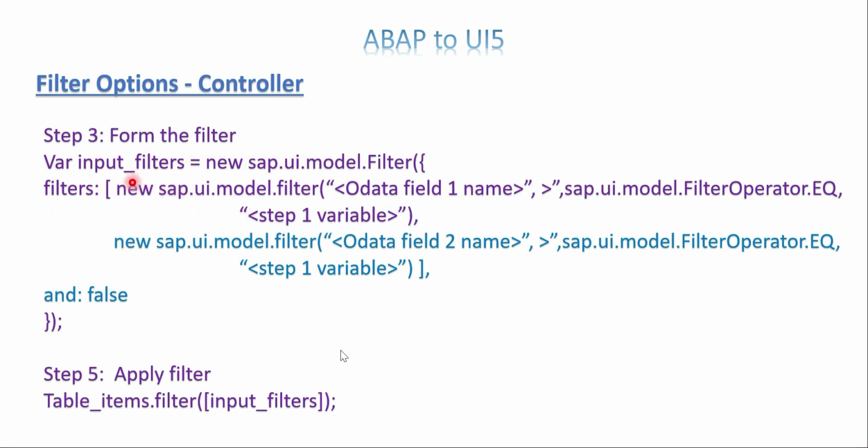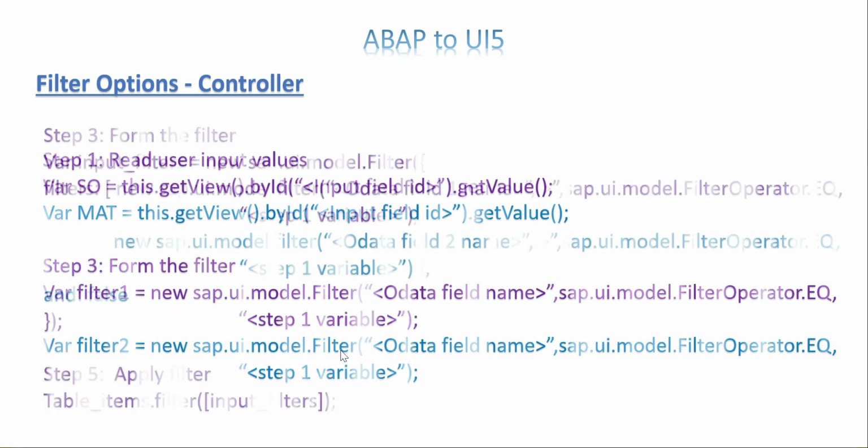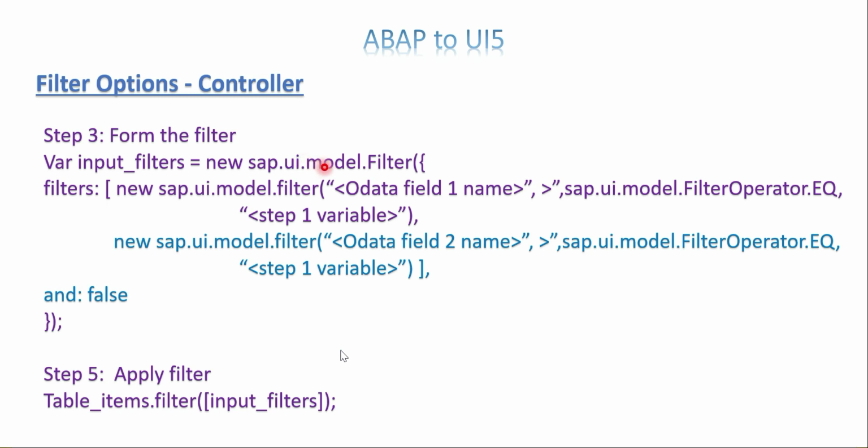And so how can I form a filter? Okay, there are a few options you have. Either you can create the filters one by one, or you have an option of this value also, or this process also. So I'm going to combine two filter values.